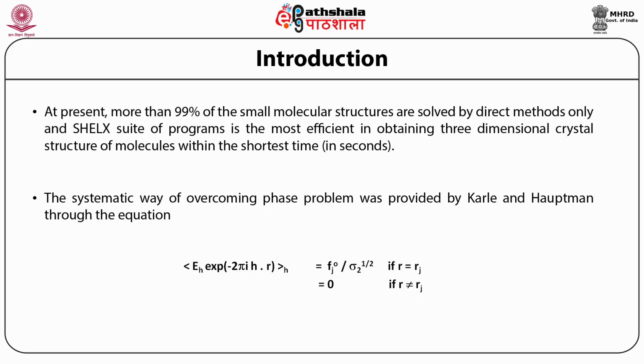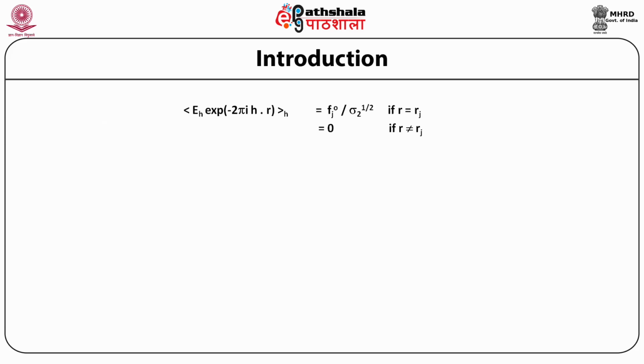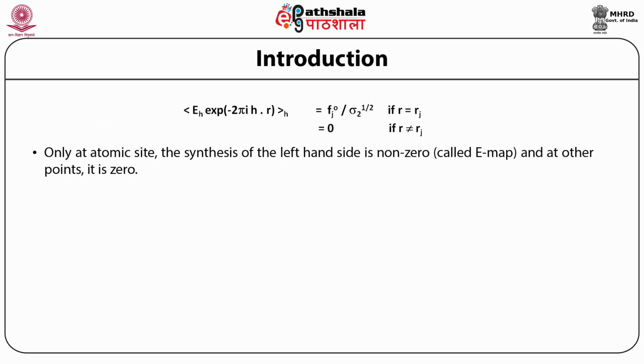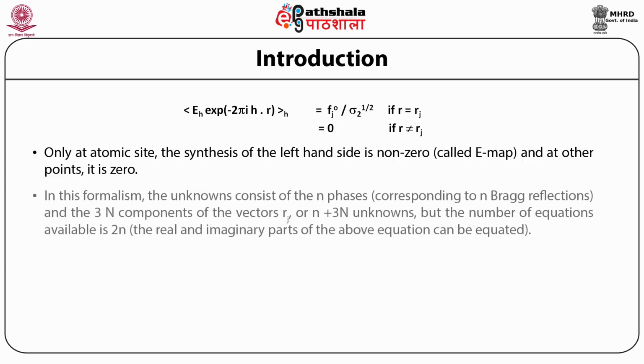This map can be calculated if you know the amplitudes of the normalized structure factors, which can be obtained from the amplitudes of the ordinary structure factors corresponding to spherical atoms. And only at the atomic site is the synthesis of the right hand side non-zero. At other points, it is 0. Now if you look at this equation again, the average is taken over H. Suppose we have n reflections. If we take the real part and imaginary part after expanding the left hand side, we have 2n equations with us. And the unknowns: n atoms are there, so for n atoms, we have 3n positions unknown.